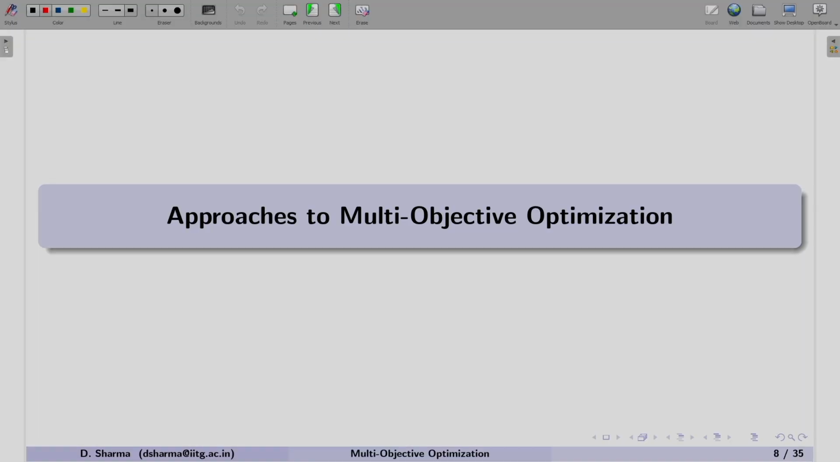Now, let us move to the approaches to multi-objective optimization. As we have understood, when we solve a single objective optimization problem, we always get one optimal solution.